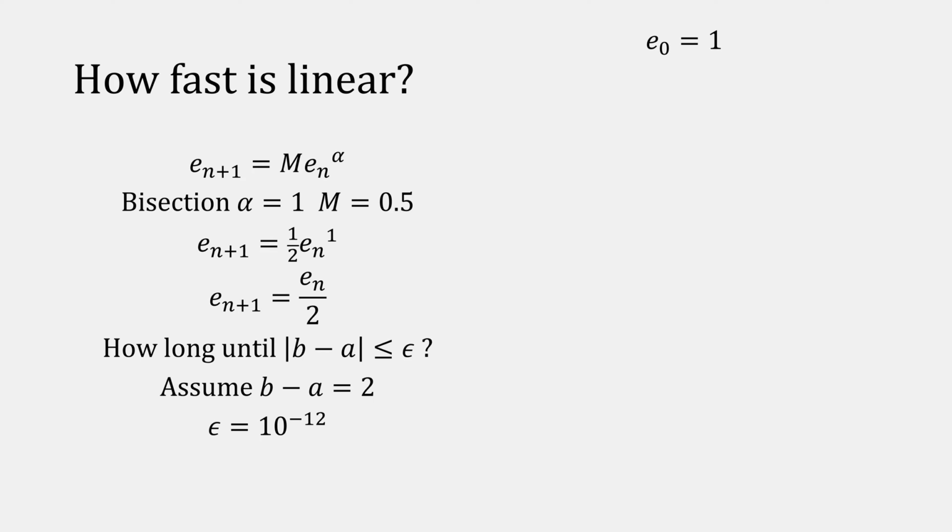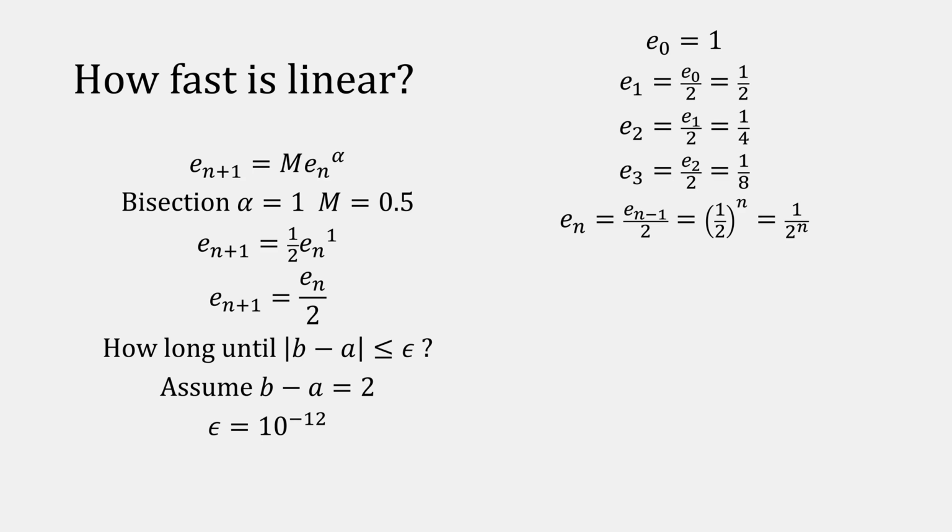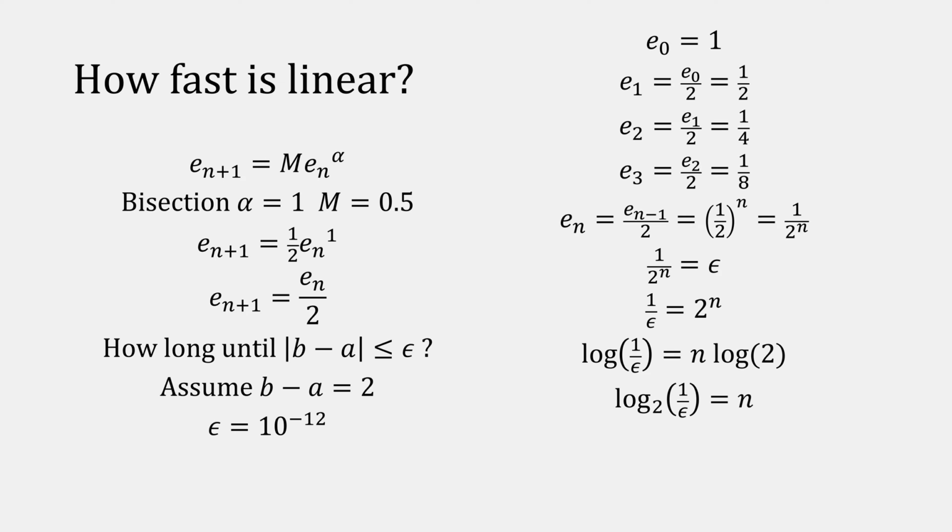Our next error would be 1 divided by 2, and then a half divided by 2, and so on. What we're really looking for in this case is 1 over 2 to the n, giving us our tolerance epsilon. Doing a bit of math, we can come up with this equation. Then if we take the logs of both sides, we can isolate n. Therefore, log base 2 of 1 over epsilon gives us our value for n. In this case, our method would take about 40 iterations.